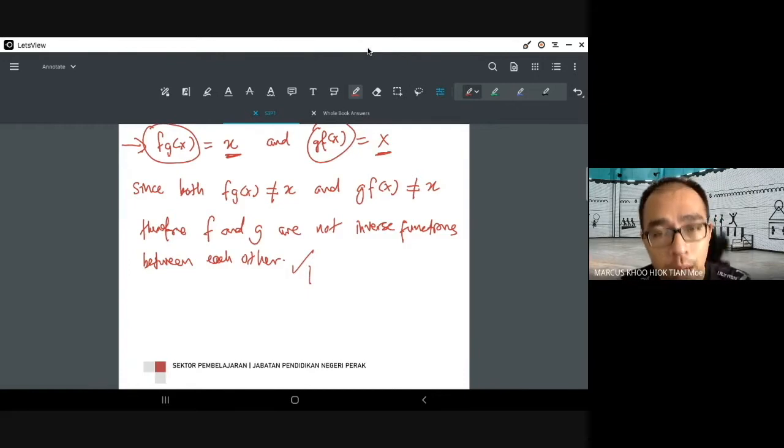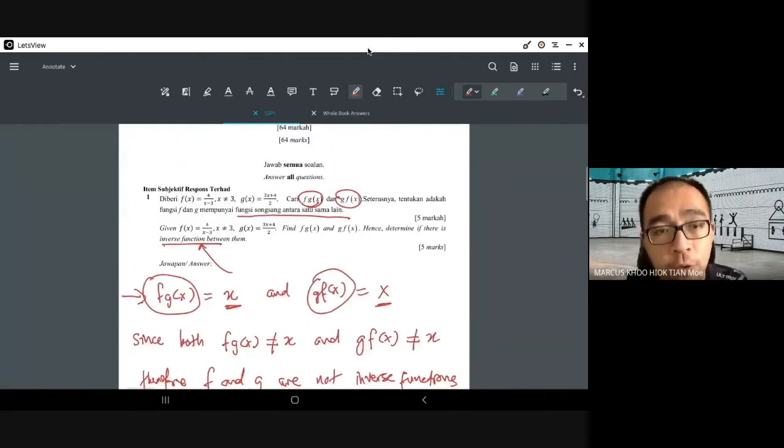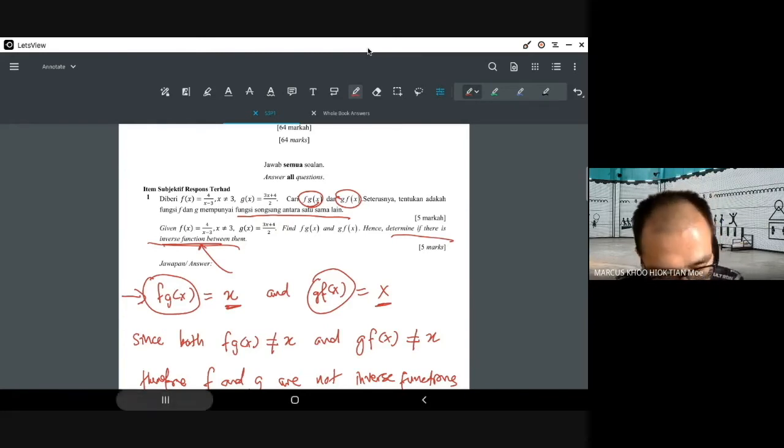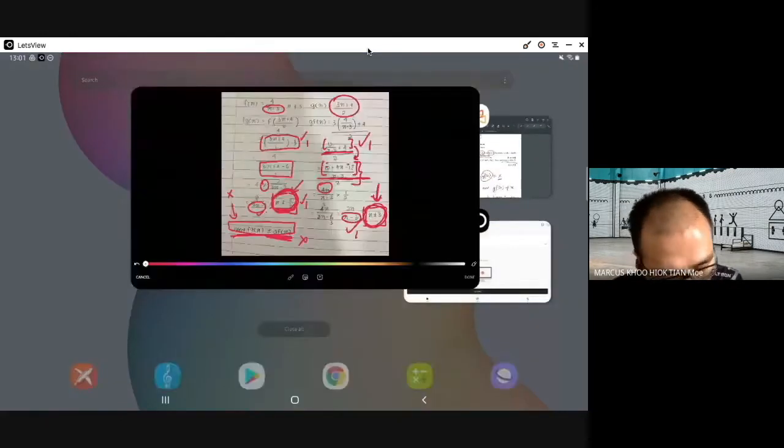Now what happens in the exam if you forget how to determine if there is an inverse function between them? If you forget, then I suggest you just guess. There is an inverse function between them, or there is no inverse function between them. Just guess. You have a 50-50 chance of getting 1 mark. All right, thank you. Group number 2, please.